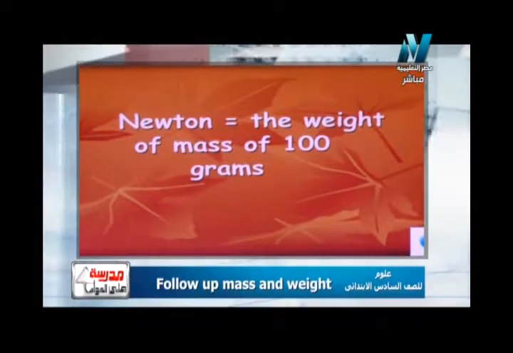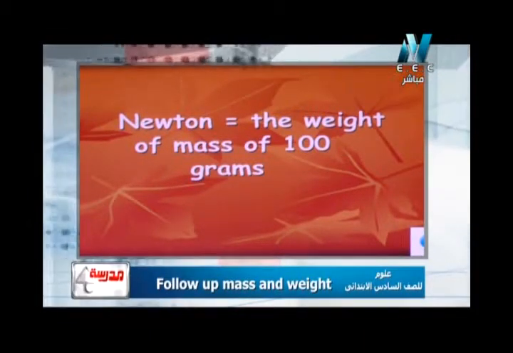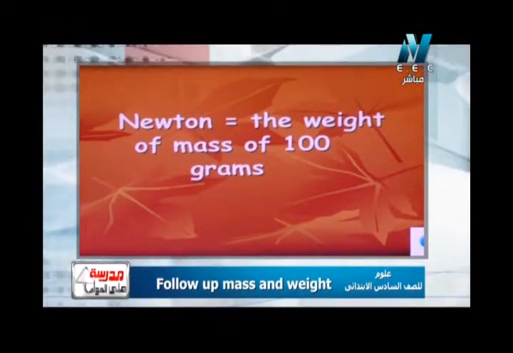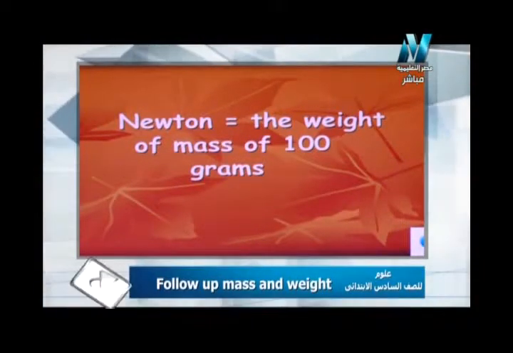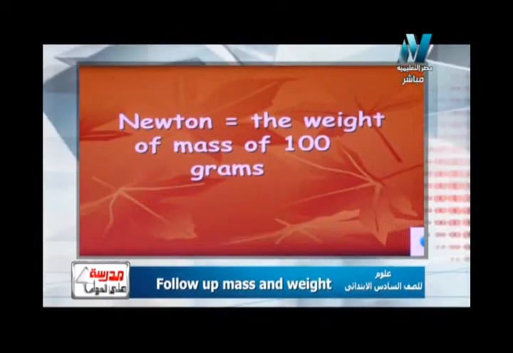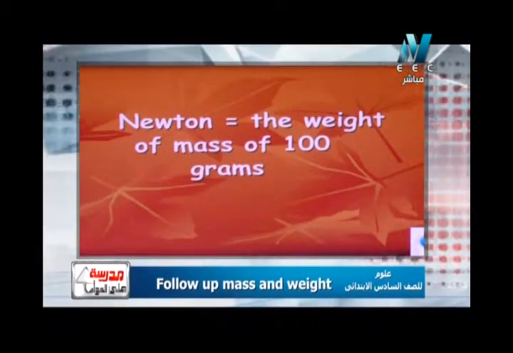So what about Newton؟ يعني نيوتن تقريبا it's the weight of a mass of 100 gram. هو بيساوي وزن كتلة قيمتها 100 جرام. نيوتن بيساوي تقريبا وزن كتلة قيمتها 100 جرام.